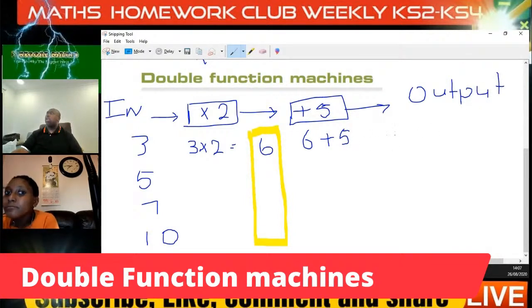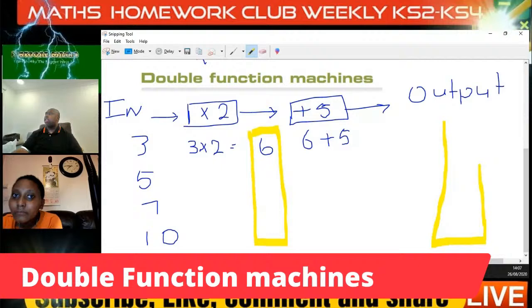Okay, so what is 6 add 5, Danzel? 11. 11, well done. Okay, so this one, operation again, double. So you got 5 times by 2. 10.